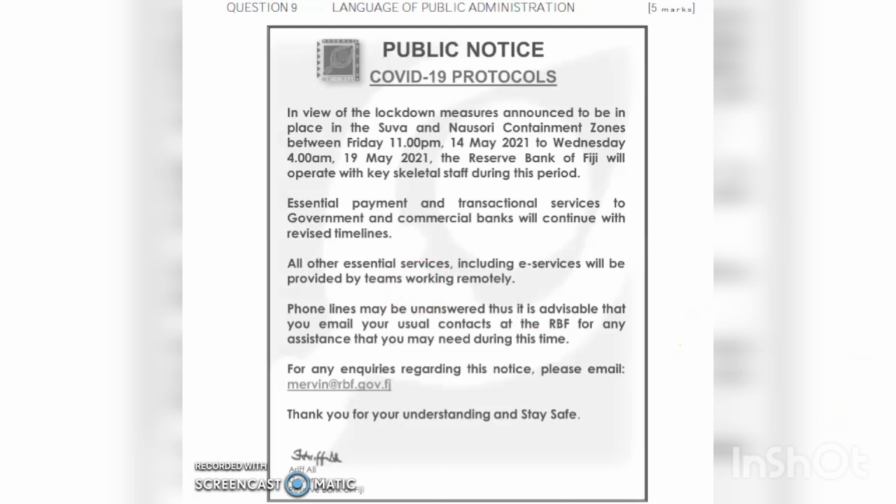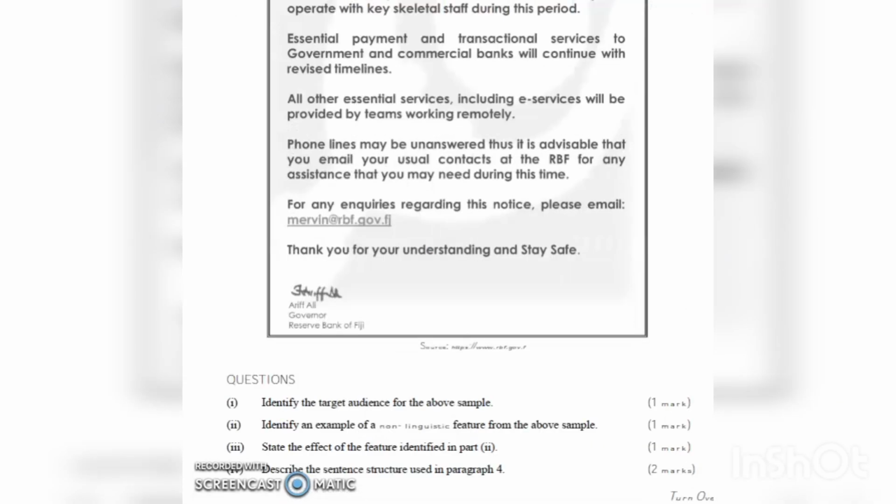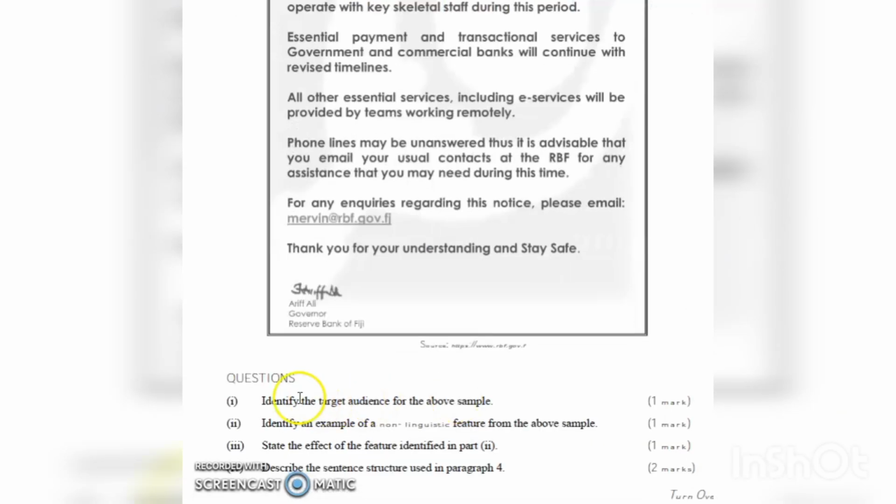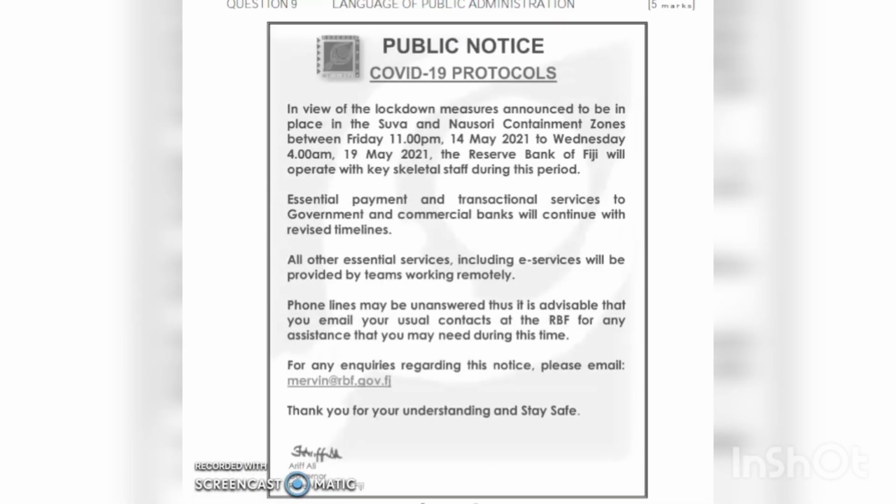Okay, let's look at the questions. Maybe you'll understand how to use your features. First one: identify the target audience of the above sample. So let's look at our question and look at our sample. Who is this targeting? Who is meant to listen, or who is meant to read this message?